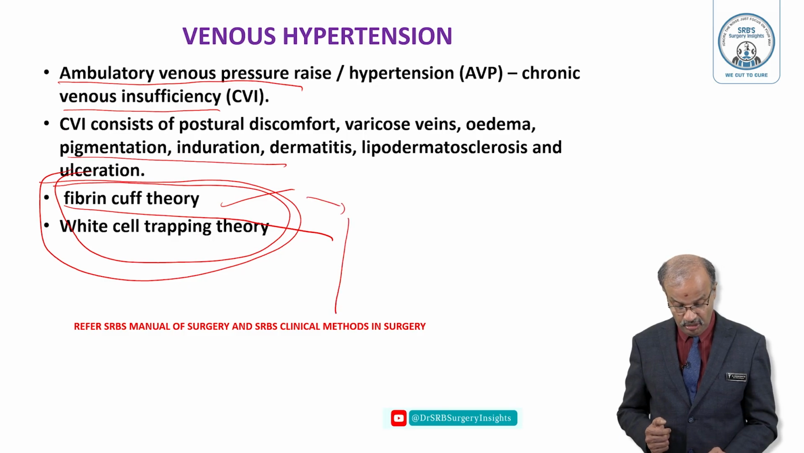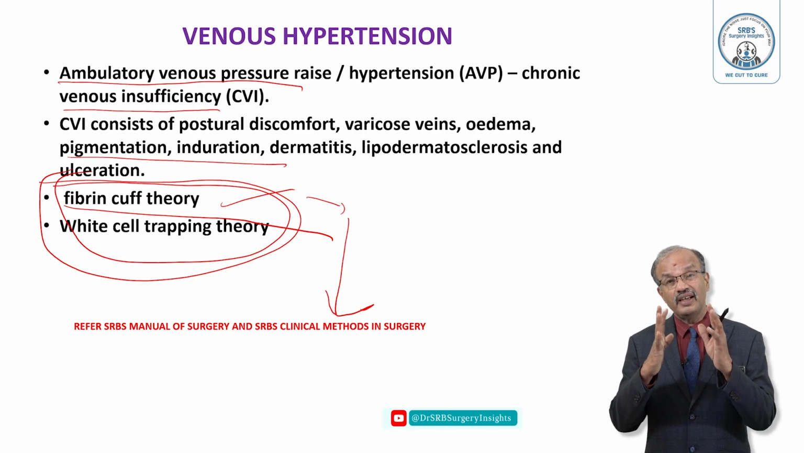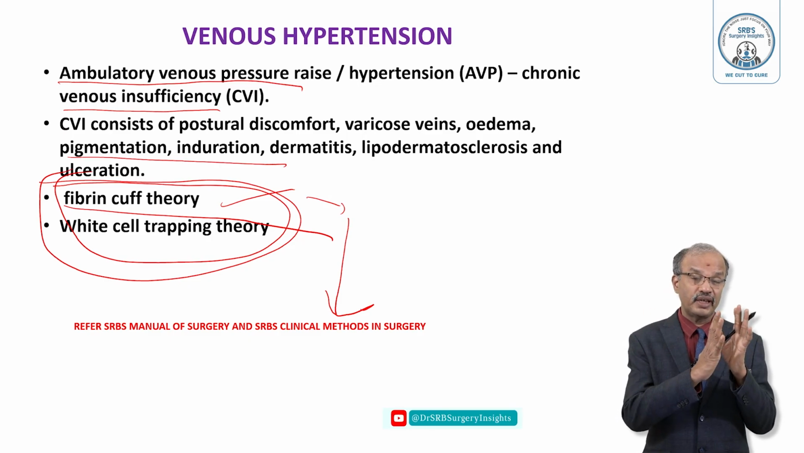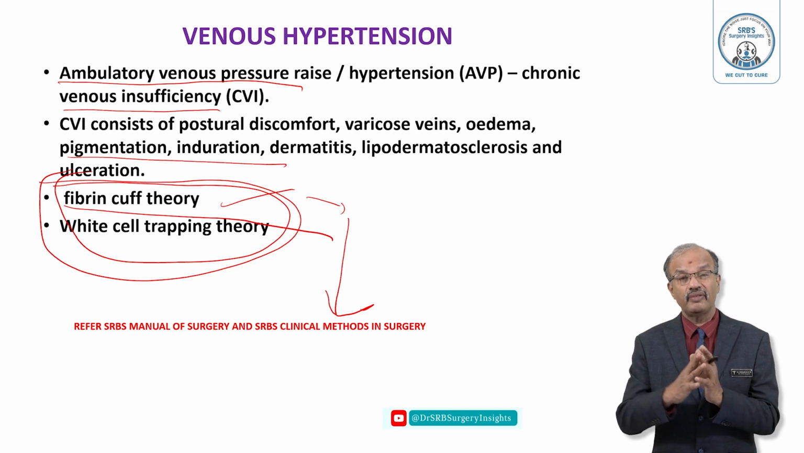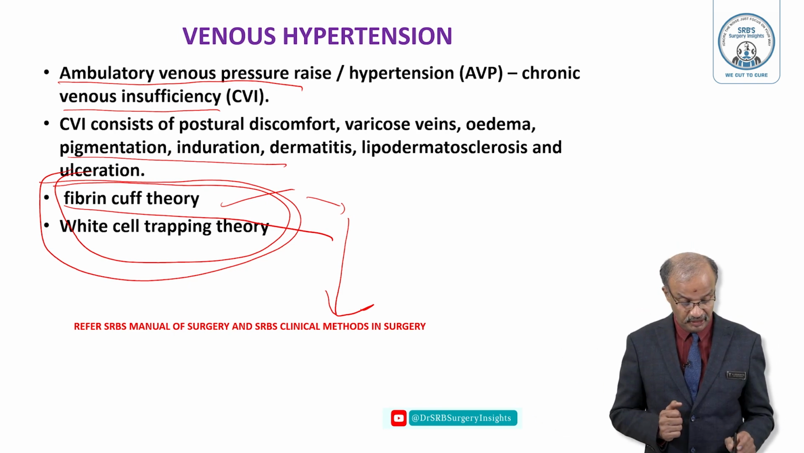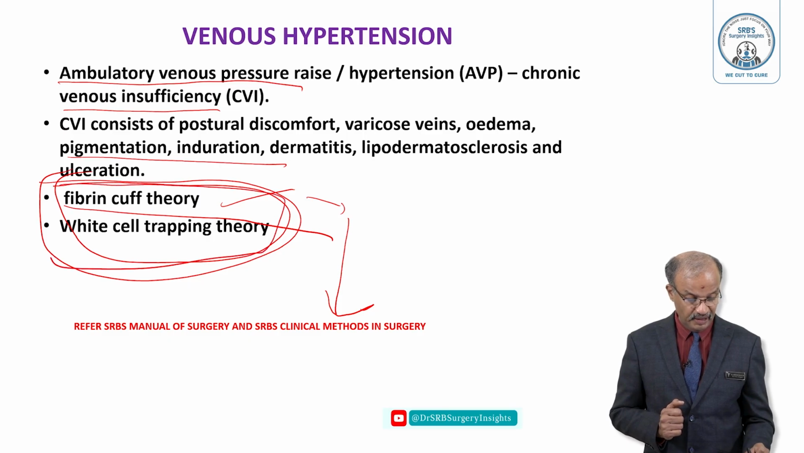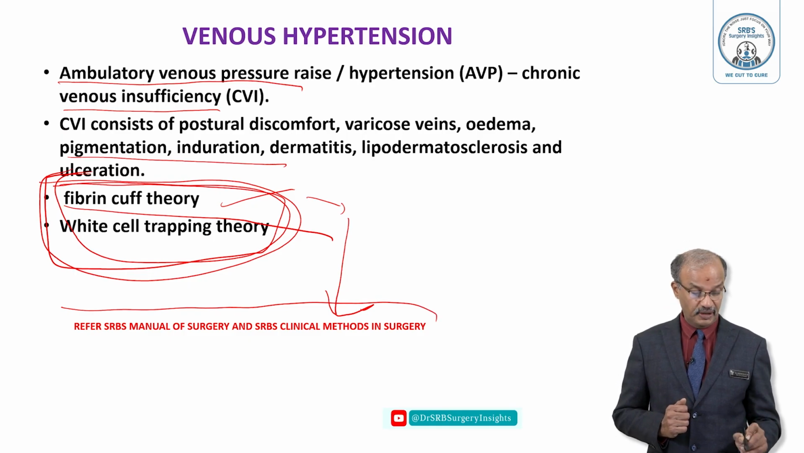You can always go through my book for detail on varicose venous disease, with the diagrams, how exactly these two pathogenesis mechanisms develop the complications of varicose vein. Remember these two things, fibrin cuff theory and white cell trapping theory. So you can read my book, Venous Disease, for detail about these things.